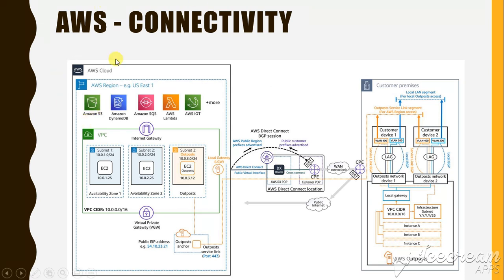On the left-hand side, you are seeing the overview of the AWS services: DynamoDB service, S3, the Simple Storage Service, and the Lambda and IoT features. All these services you can consume as if you are in your local network by connecting with Outposts. So this is the overview of this diagram.